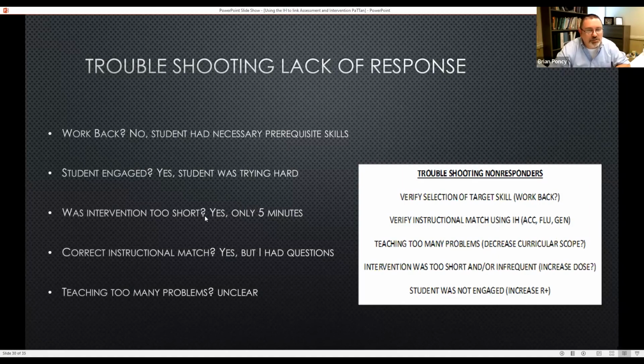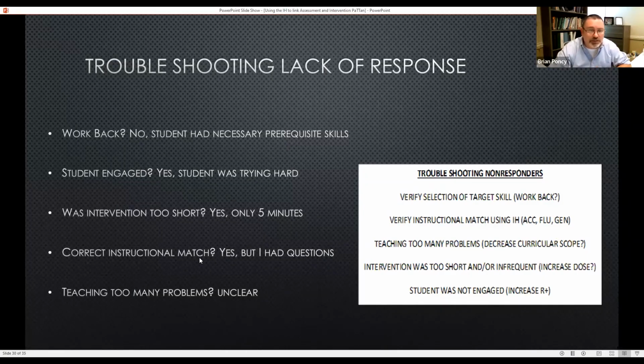Was the intervention too short? Yes. I get so frustrated, but my students would say, that's all I got. That's all the school would give me was 5 minutes. And I'm like, well, I don't know why, if a kid's behind a grade level or 2, you expect to catch that kid up in 5 minutes a day. Was it the correct instructional match? Yes, as far as this child was slow and accurate.